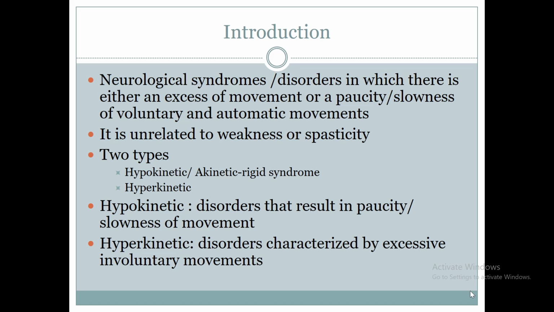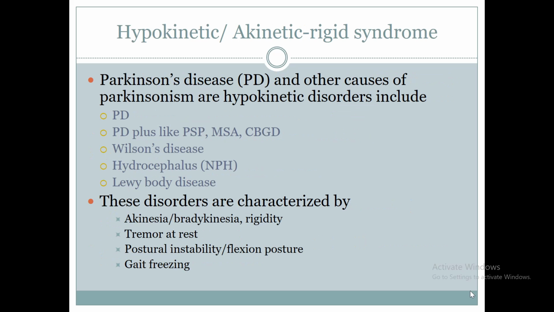There are two types of movement disorders. One which are hypokinetic, also called akinetic rigid syndrome, and the other hyperkinetic. What are hypokinetic disorders? These are the disorders that result in paucity or slowness of movement. And hyperkinetic disorders are the disorders which are characterized by excess involuntary movements.